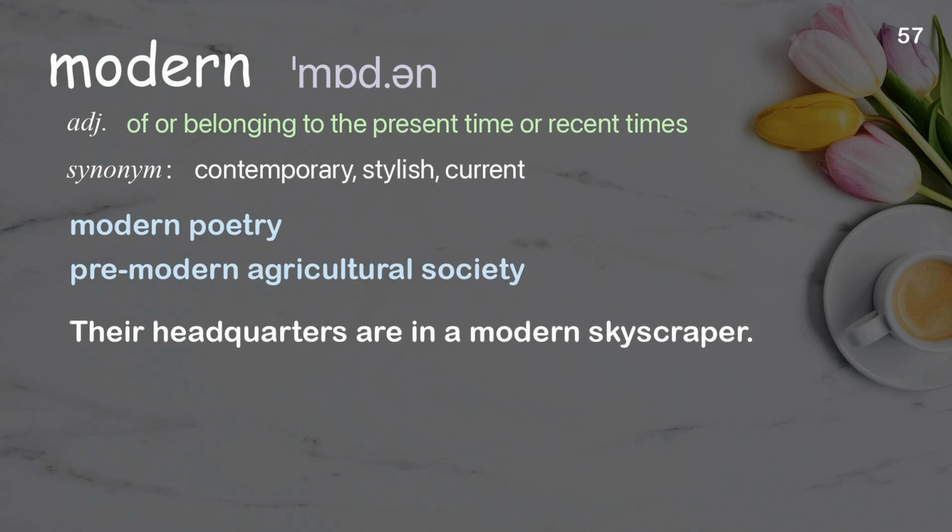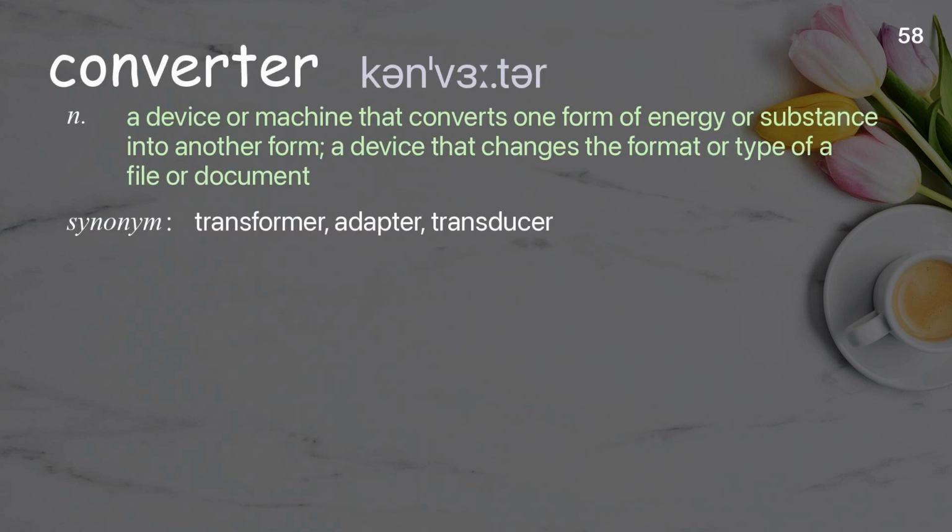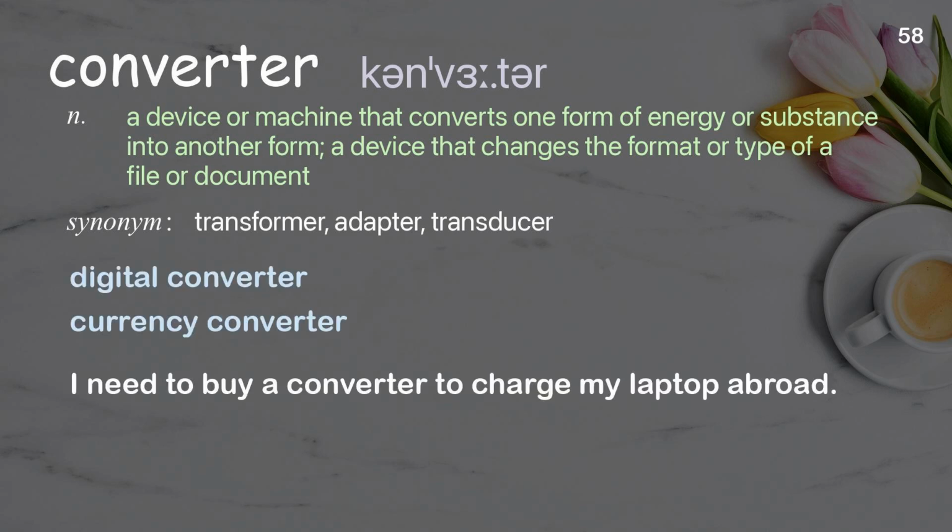Converter. A device or machine that converts one form of energy or substance into another form. A device that changes the format or type of a file or document. Examples: Digital converter. Currency converter. I need to buy a converter to charge my laptop abroad.